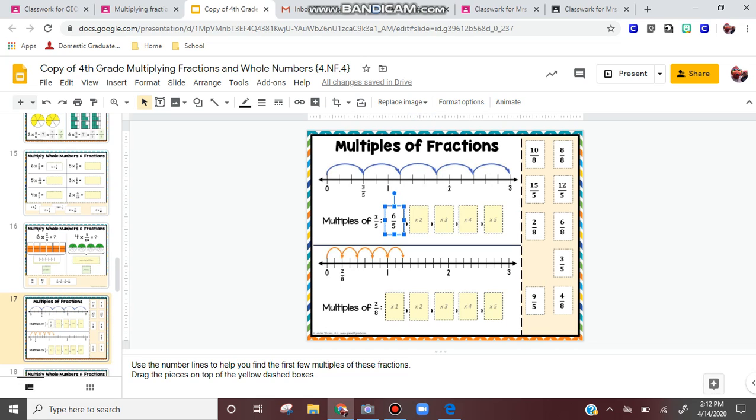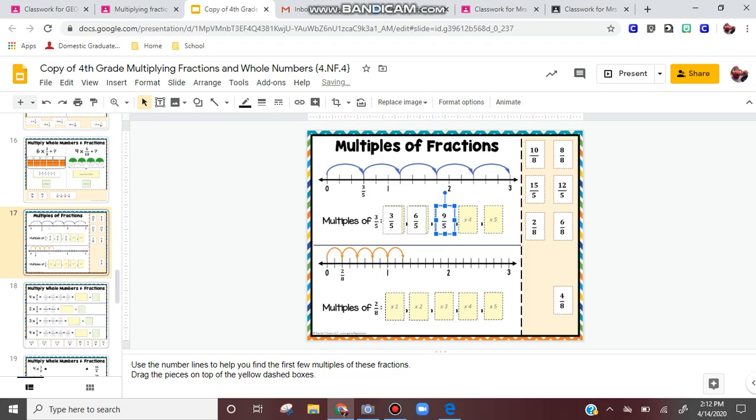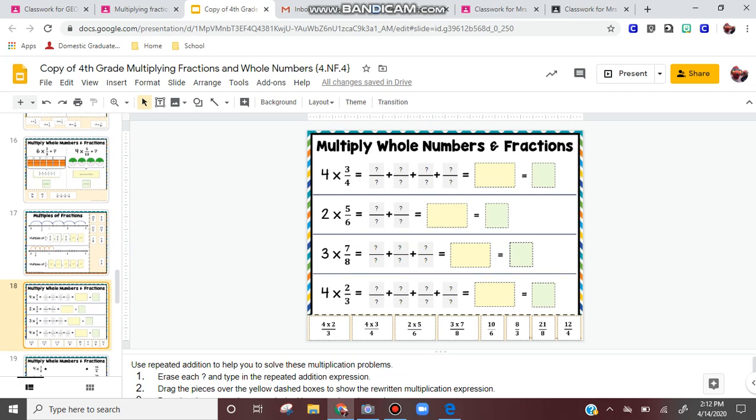3/5 times 2. Oh wait, I'm sorry. I messed up. That's the second one. This one's times 1, so it's the same fraction. Then 6/5. Then you do 3 times 3, which is 9, so 9/5, so on and so forth. 18. Multiply the whole number in the fraction.